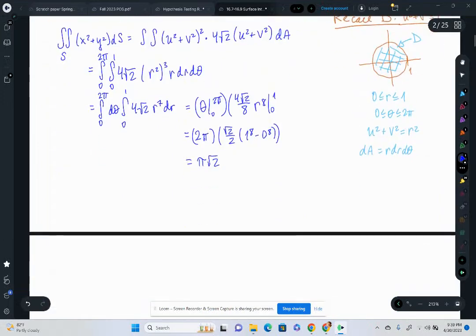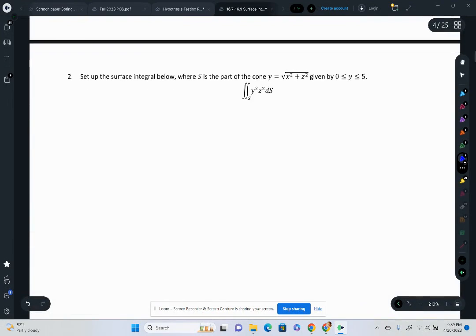Let's look at another example. Oh, I gave myself 2 pages. Well, some of you might need 2 pages, so that's good.